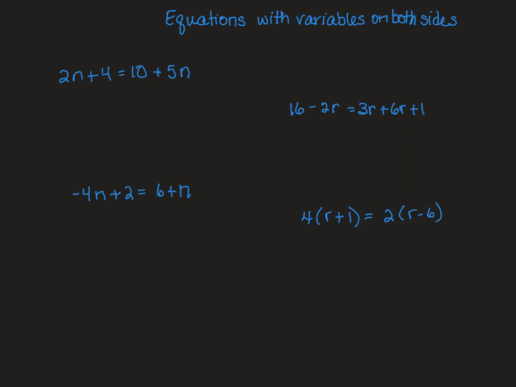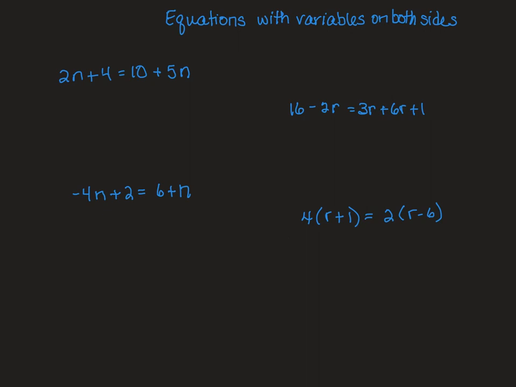So let's look at this first problem. Notice that there are n's on both sides. The first thing you need to do in an equation where there's variables on both sides is you need to say, this is the side where I want the variable to stay. Okay, this is going to be the n side.